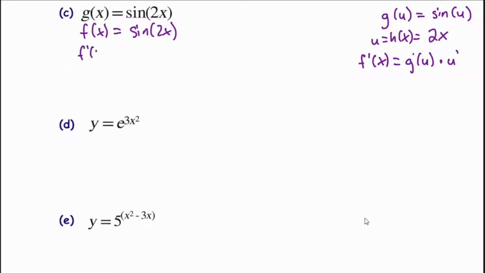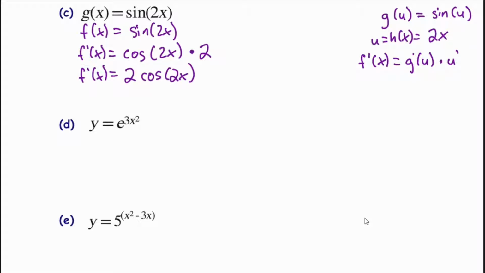So f prime of x is going to equal the derivative of sine, which is cosine, and our argument remains the same. That's still my inner function, times the derivative of my inner function, and the derivative of 2x is equal to 2. So f prime of x is equal to 2 cosine 2x. And that really wasn't too bad. It's not that hard to find. We didn't have to do any complicated calculations or deal with a whole bunch of exponents. We just need to keep track of our rules and remember what we've talked about with the derivatives of trigonometric functions.